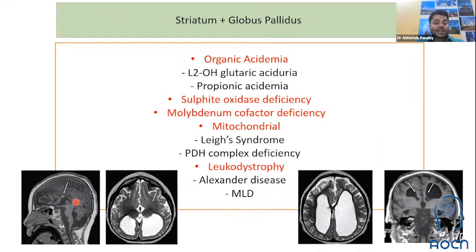So in this axial section image, we can see there is a complete agenesis of the corpus callosum. And in this axial section, we can see there is indistinct basal ganglia. We can't differentiate the basal ganglia anatomy here. And along with that, there is asymmetrical ventriculomegaly with subependymal cysts bilaterally. So these findings are more suggestive of PDH complex deficiency.